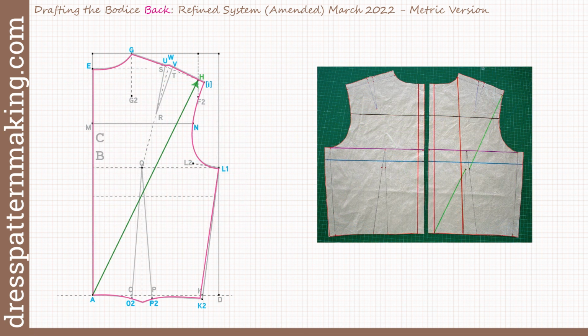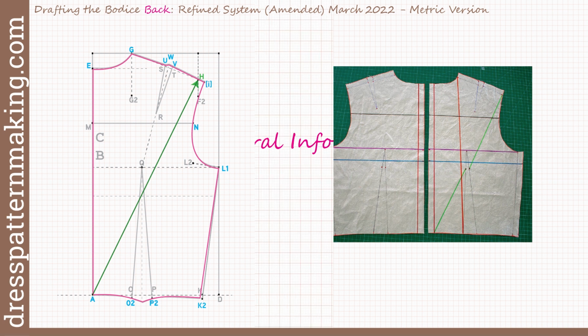Now, a note on the shoulder slope line. On your block, it's not drawn to the shoulder tip because that's your across back measurement, and in reality, when you sew up the dart, then point I would end up being where point H is on the block. But when you draw that line on your toile, it makes sense to draw it from the centre back waist to the actual shoulder tip.